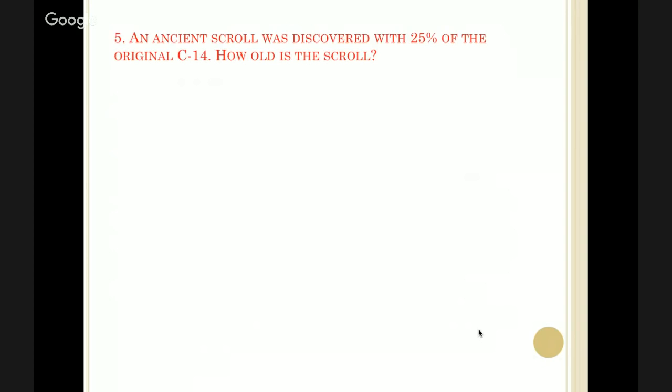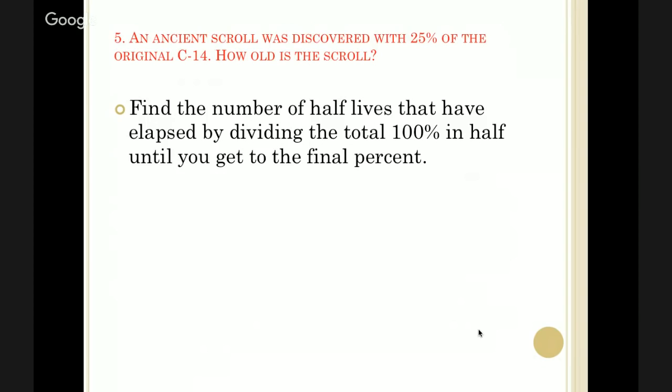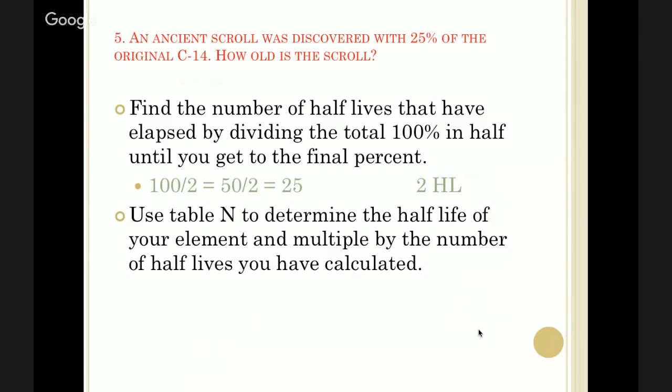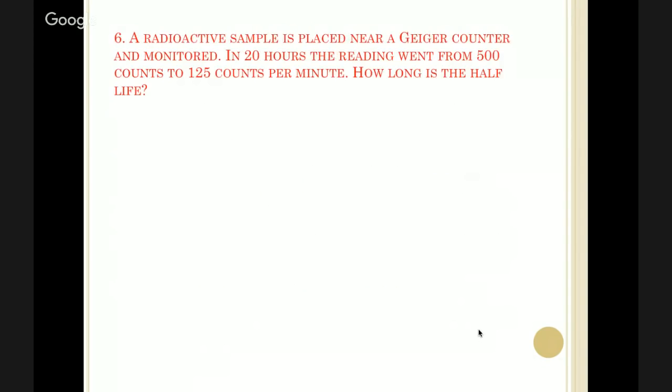Here's another type of example. An ancient scroll was discovered with 25% of original C-14. How old is the scroll? So again, you're going to start with 100 because that's what your total would be, and half your amount until you get what you want. So a half of 100 is 50. We're not there yet. Half of that is 25. We went through 2 half-lives. Now you can look on Table N to figure out how long that would be. On your table, it was 5,730 years. Times 2 is 11,460 years.